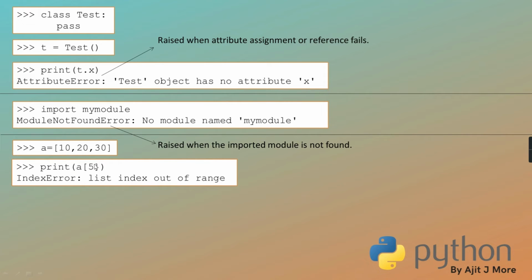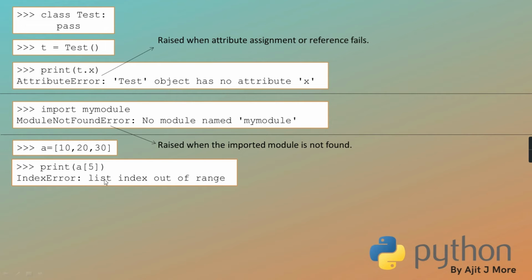Why is it giving an IndexError? Because you are trying to access it beyond the limit. There are only three elements, 0, 1, 2. So how will you access the fifth value? Same case in Java, it raises ArrayIndexOutOfBoundsException. So big class name. There also the mechanism is the same. Java does exactly the same thing. Implicit raised, implicit handled; implicit raised, explicit handled; all four combinations Java also gives.